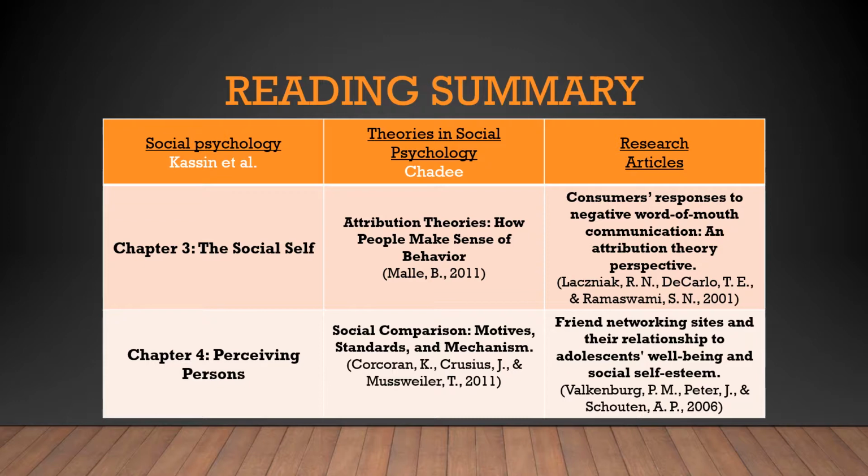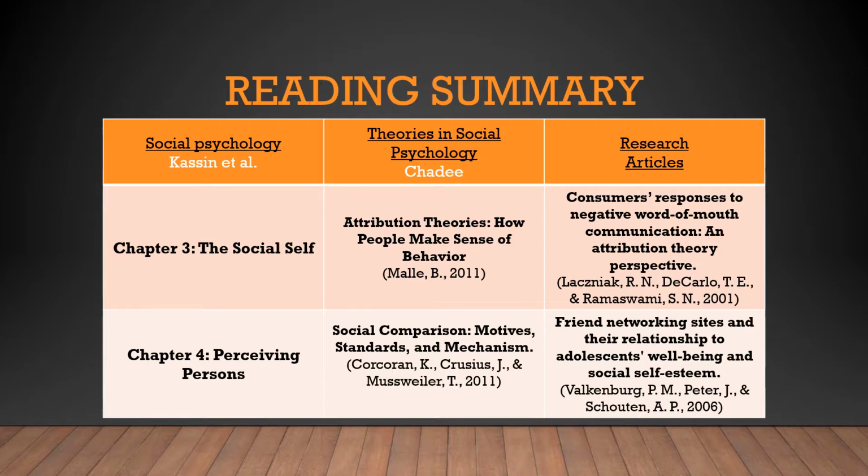In the textbook Theories in Social Psychology by Chadee, attribution theories, how people make sense of behavior, assesses how people's explanation of behaviors traditionally categorized as person or situation causes, while expanding this theory into multiple distinct modes and specific types within modes. Social Comparison, Motives, Standards, and Mechanisms discusses how social comparison influences cognition, affect, motivation and behavior, and is also shaped by cognitive, affective, and motivational factors.